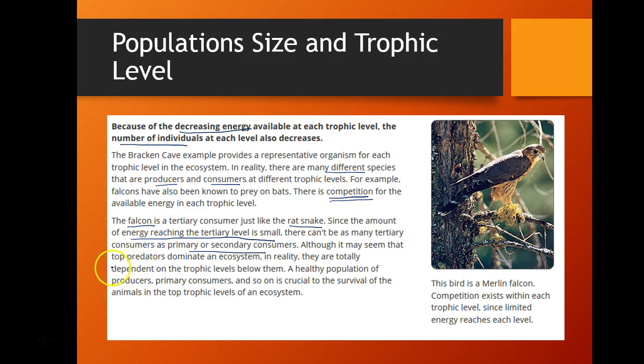So although you might think of a falcon or a snake being the top predators that dominate an ecosystem, really the ecosystem is not dependent on them, but is dependent on the trophic levels below them, specifically the producers, who are the source of all the energy present in an ecosystem.